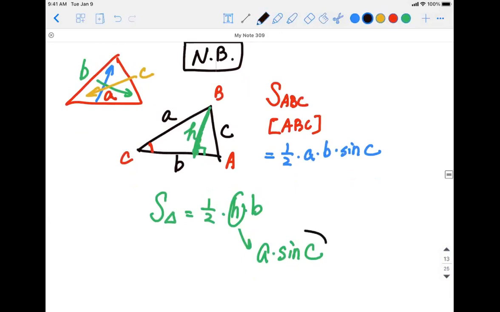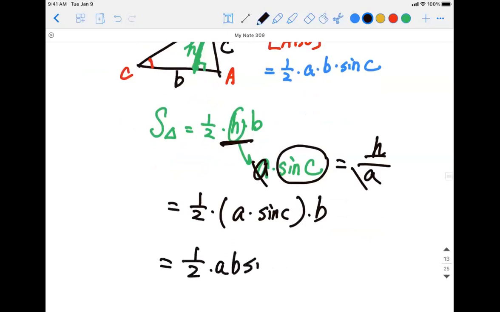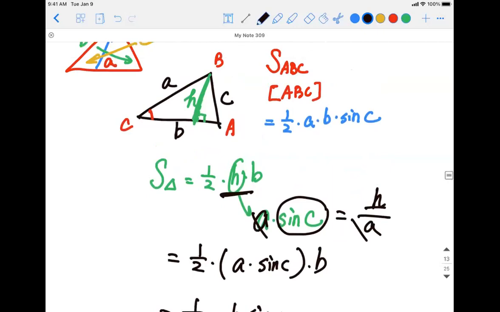Because sine C equals H over A, and A can be canceled, so H directly equals A sine C. So therefore, 1 over 2 times A sine C times B, so that's going to be 1 over 2 AB sine C. So what does it mean? A triangle's area can be written as the product of two sides times the sine value of the included angle, divided by 2.